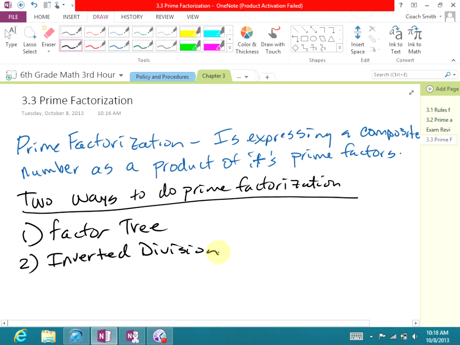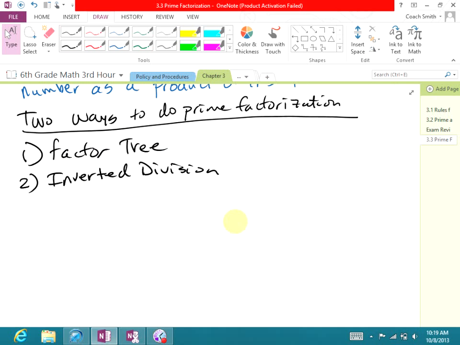Okay? I don't care which way you do it. I will do both methods for a lesson or two, and then I will just go to inverted division, because the whole point of either one of the methods is to come up with a prime factorization of a number. So let's look at a number. Let's say I have 16.